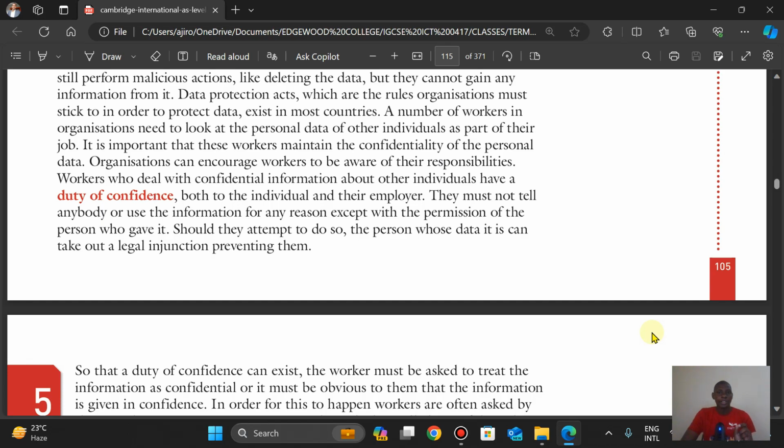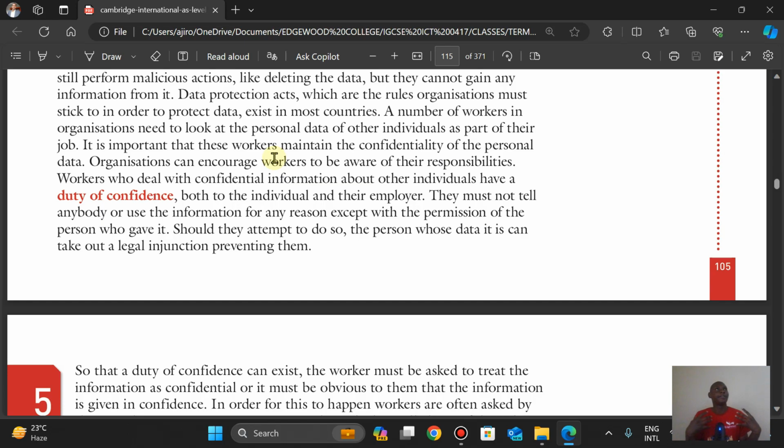Okay. Now, here you see that a number of workers in organizations still need to look at personal data of other individuals as part of their job. It is important that these workers maintain confidentiality.